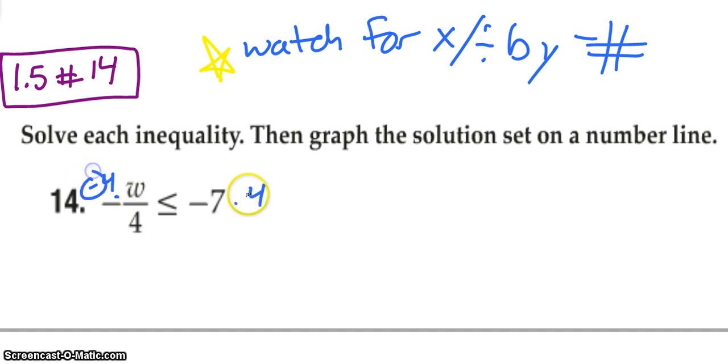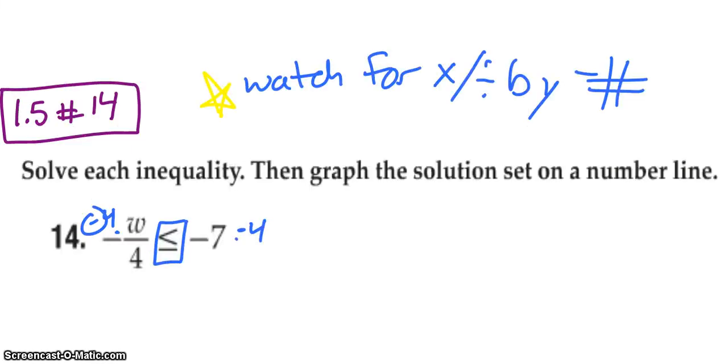Because I multiplied by a negative number, I'm going to make sure I flip this inequality, making sure if it was an or equal to, it stays an or equal to. So we are going to have our w by itself now. Now we are greater than or equal to negative 7 times negative 4, which is positive 28. We have our answer. It also says to graph.